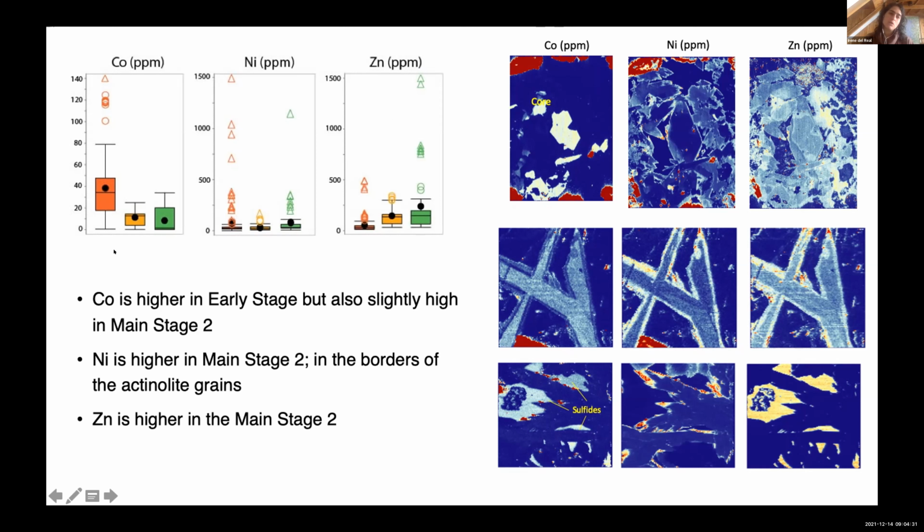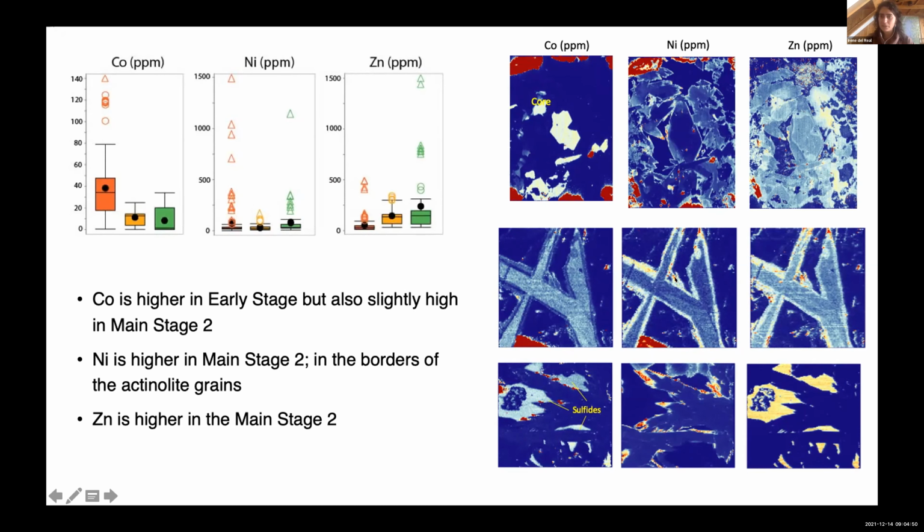So we can see that cobalt is quite higher in the early stage. Then it goes up actually in this main stage 2. Nickel is higher in main stage 2 than main stage 1. And then we see that zinc is higher in this main stage 2. So we tend to see that the metals are actually higher in the second substage of the main stage.